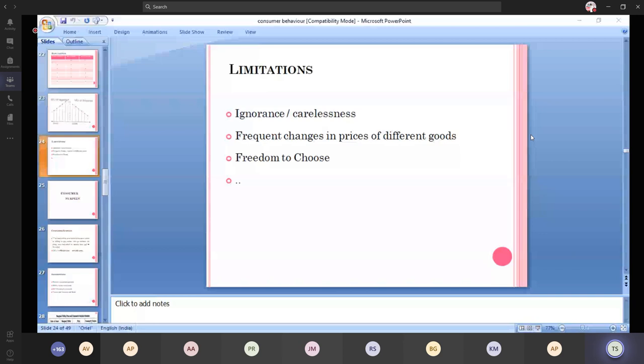Okay, guys. Yes, ma'am. Yeah, okay. Thank you. Don't stop with the 3 points. Limitations are continuing. Take the points from the diminishing marginal utility.